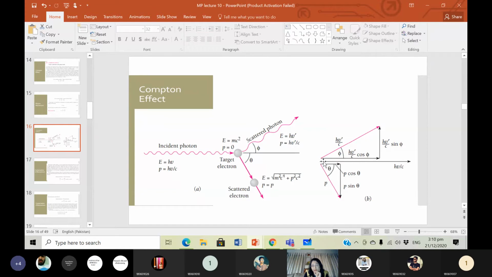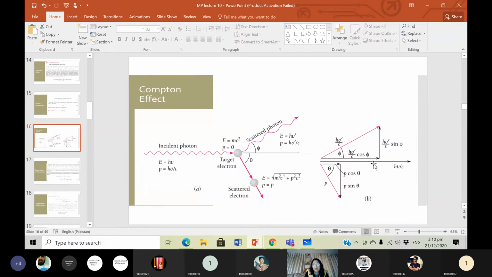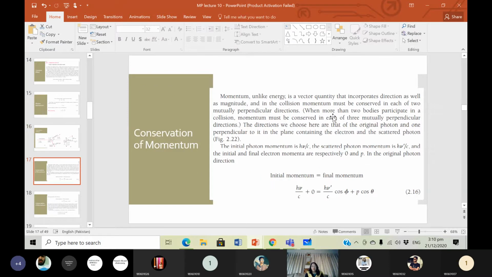To get the momentum of the electron, we have theta over here, so along the x direction the component will be p cos theta, and then along the y direction it will be p sine theta. So momentum is a vector quantity that incorporates direction as well as magnitude. And in the collision, momentum must be conserved in each of those two directions. Okay? So we have to conserve momentum in the y direction as well as the x direction. So we have to apply conservation of momentum.